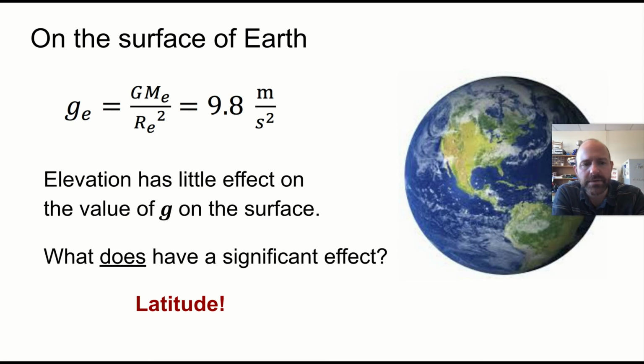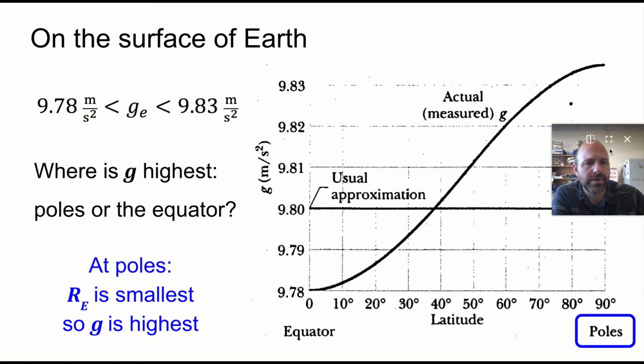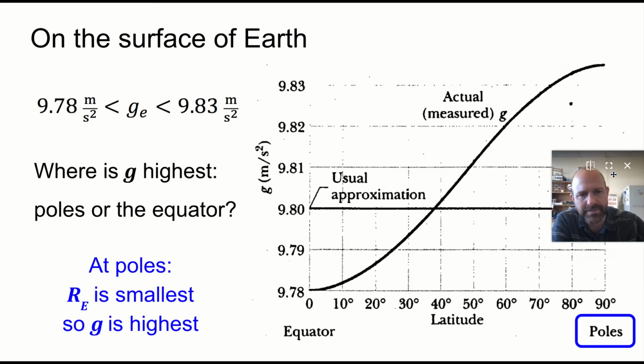The elevation doesn't really matter, because going up to the highest mountain, Everest, or the lowest valley on the Earth doesn't really change the r value very much, because the Earth is big. But depending on where you are latitude-wise, it does actually change. This is not super important, but it's kind of interesting to think about. We usually approximate it as 9.80 or 9.81, depending on where you are.